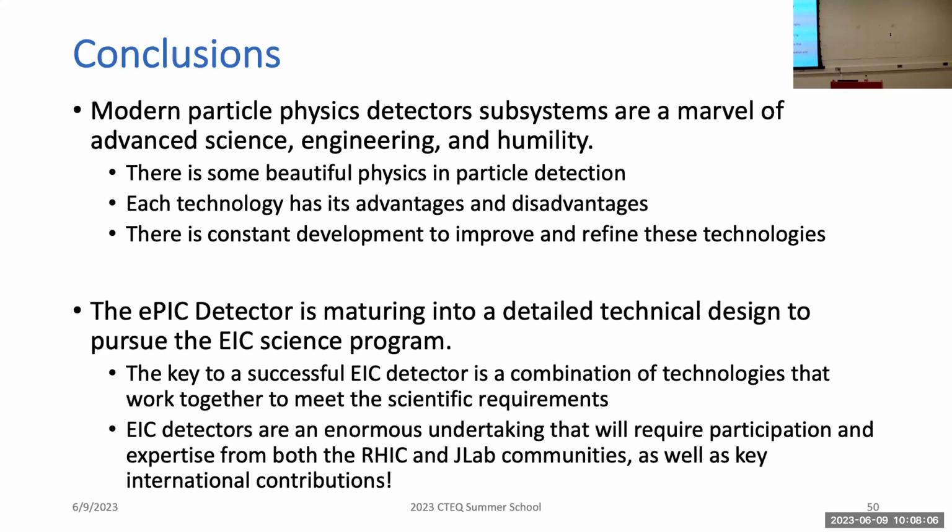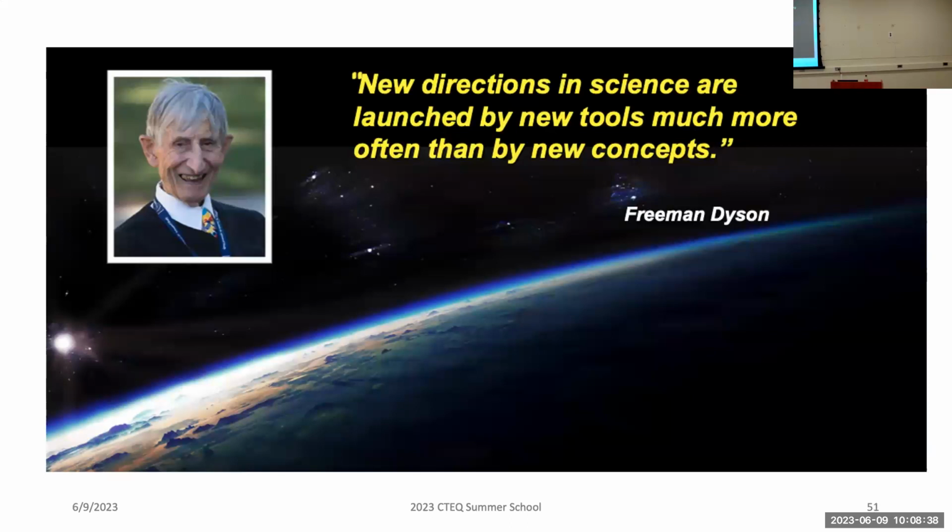Each technology has its own advantages and disadvantages, and there's constant development. The EPIC detector itself is maturing into a detailed technical design, and the key to a successful EIC detector is a combination of technologies that work together to meet the scientific requirements. The last slide I want to end on is one I actually stole from a talk that Abe gave. I think a lot of the focus should be on the technologies, because, a quote from Freeman Dyson, new directions in science are launched by new tools much more often than by new concepts. And so the EIC and its detectors are those new tools that I think will revolutionize science into the 21st century. Okay, I'm way over, I'm done.